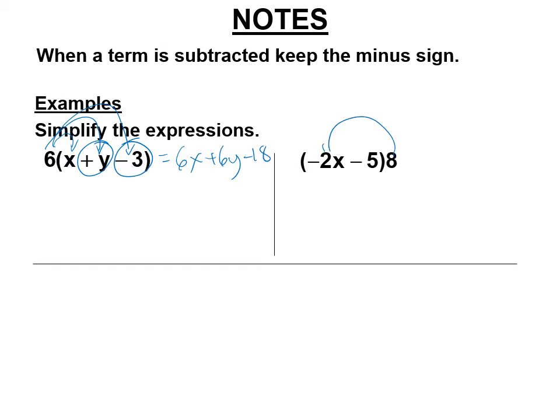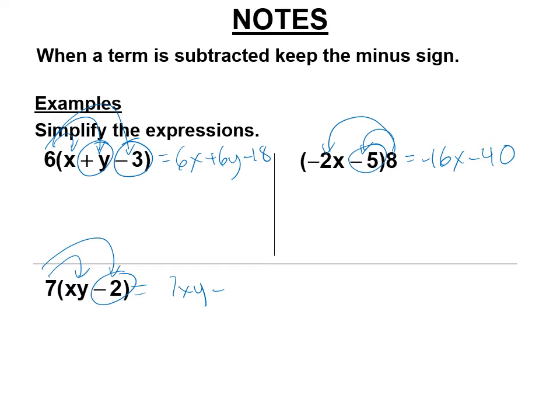So 8 times negative 2x is negative 16x. 8 times minus 5, or negative 5, is negative 40. It becomes minus 40. The minus sign just stays. 7 times xy is 7xy. 7 times negative 2 is negative 14. It just stays minus 14.